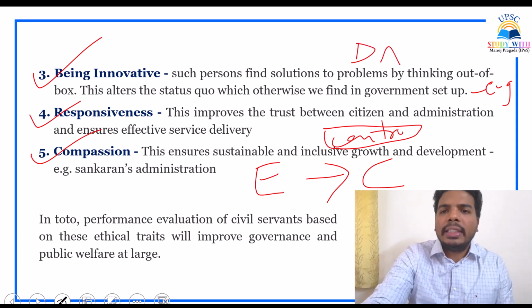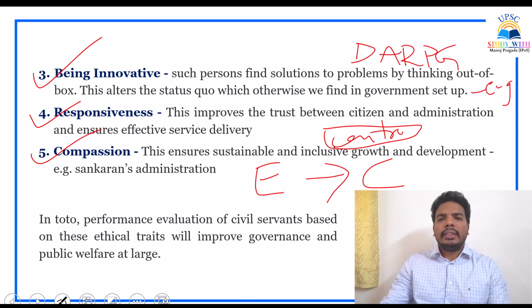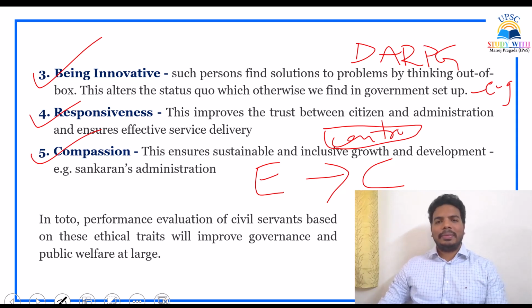You just visit DARPG. This is under DOPT. You just visit their website, and there are so many administrative reforms that have been implemented by so many officers. You will get so many examples. Those kinds of examples you have to incorporate. Here I have not incorporated them, but you can incorporate examples from recent current affairs.